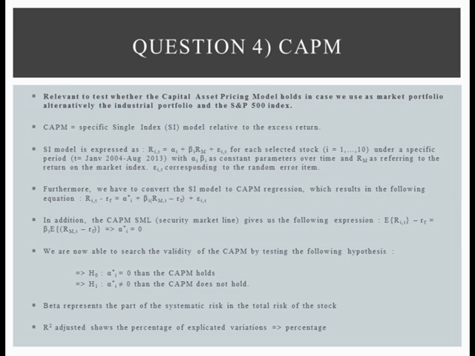We can say too about the capital asset pricing model that the beta represents the part of the systematic risk in the total risk of the stock, and R square, as I just said, shows the percentage of explained variation.